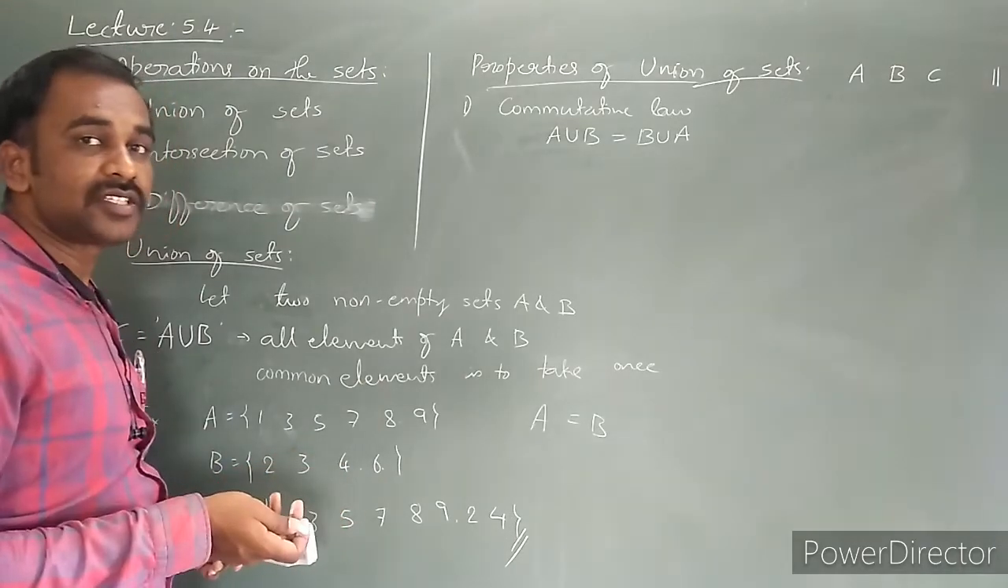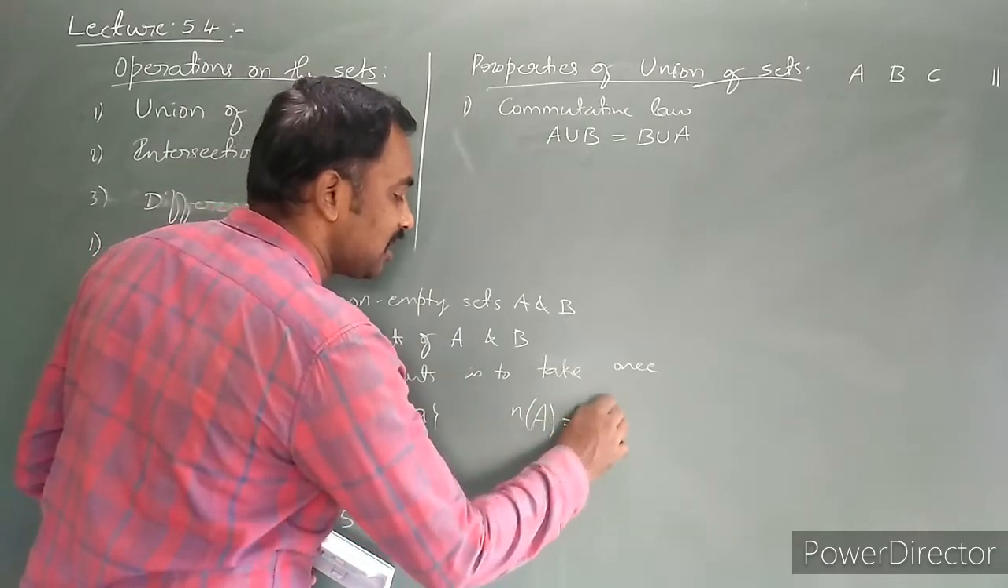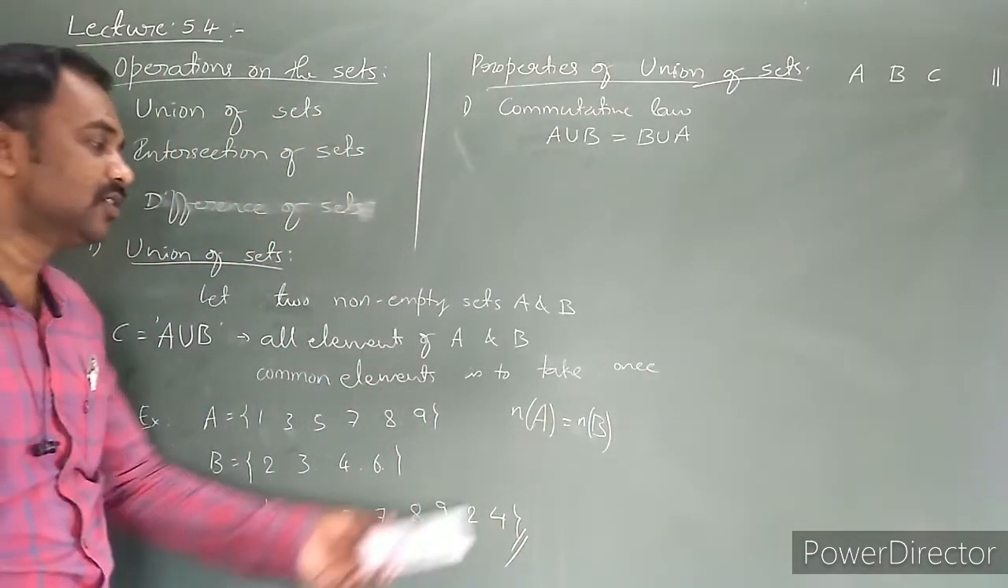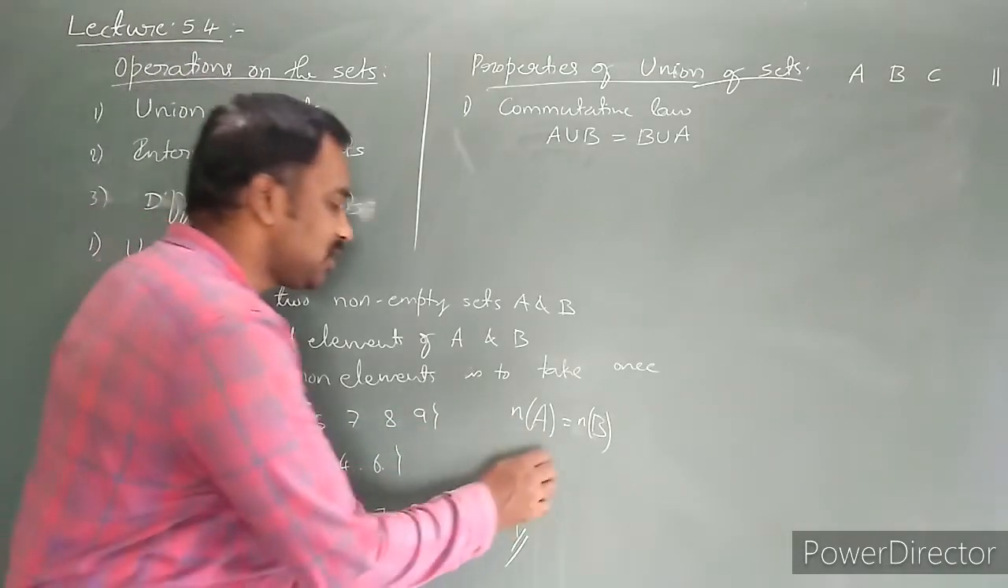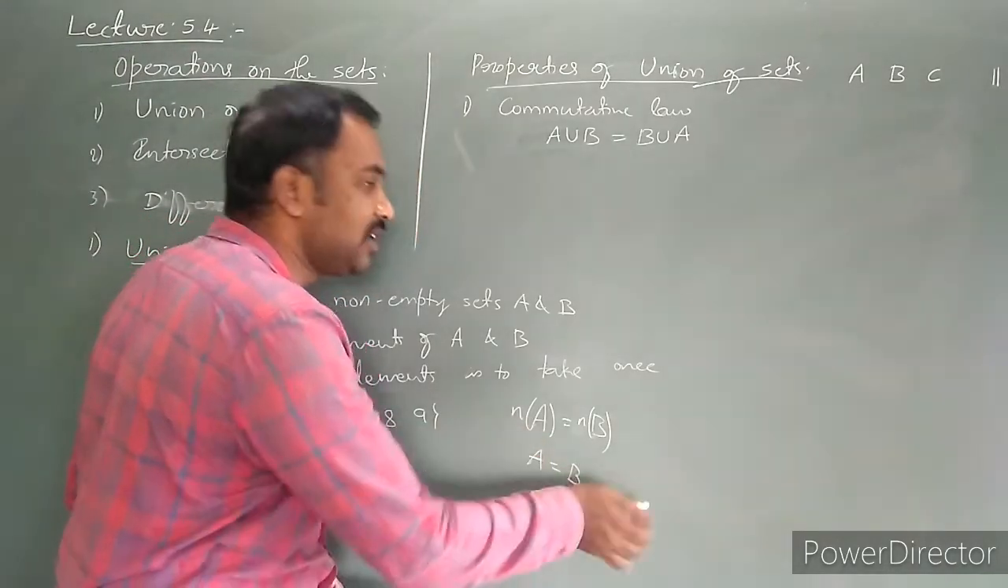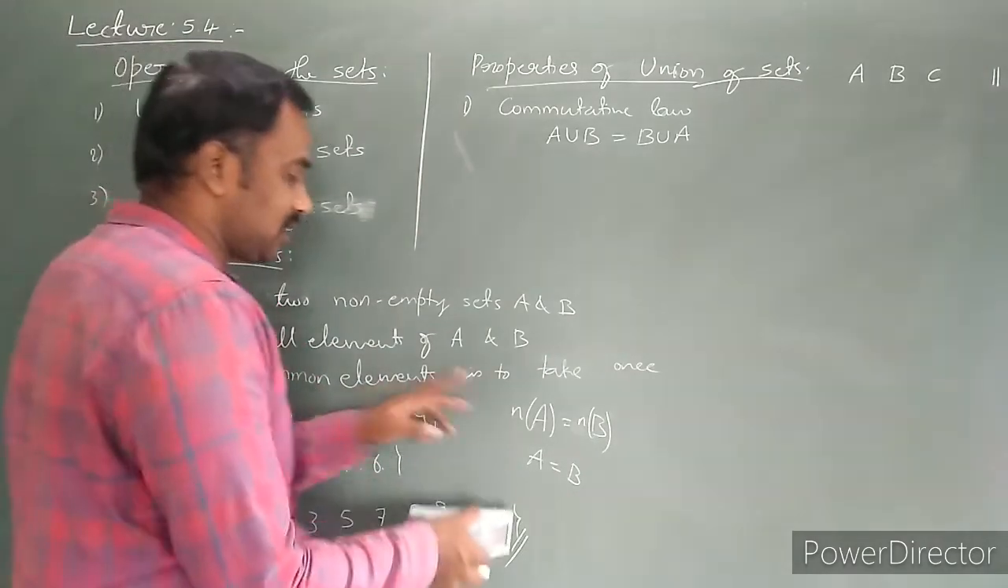Equivalent set. What is an equivalent set? Cardinality is equal: n of A is equal to n of B is said to be an equivalent set. And A equals B is nothing but every element must be equal, the same elements. Make the difference.